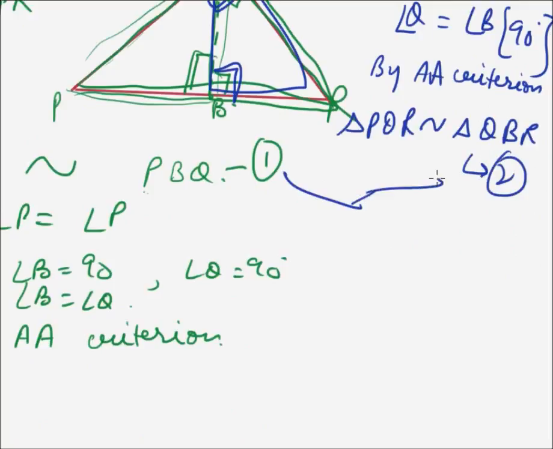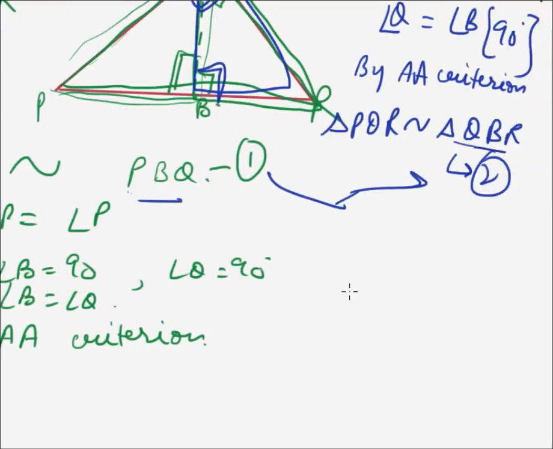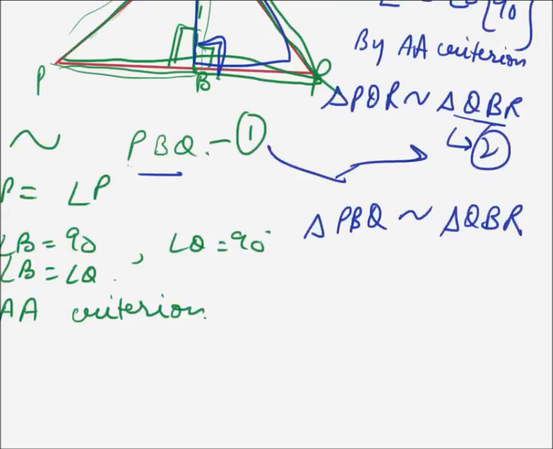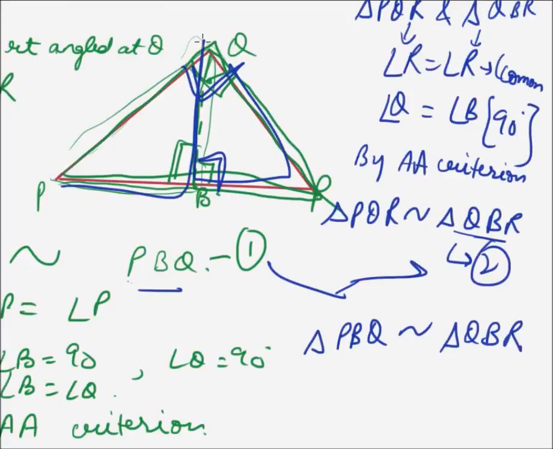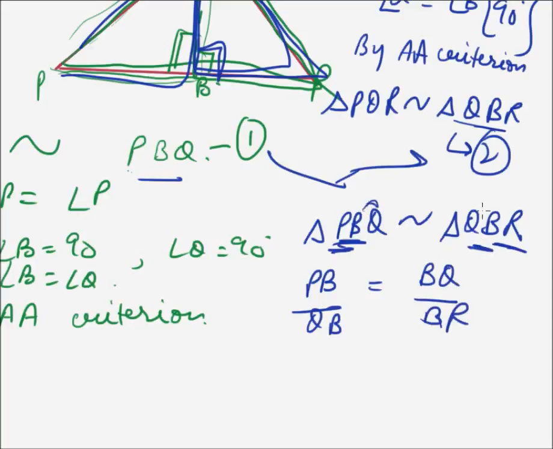Now from first and second, triangle PQR is similar to PBQ and QBR. Thus we can say that the right hand side of both these statements are also similar, that is PBQ is similar to triangle QBR. If these two triangles, that is PBQ and QBR, are similar, then their corresponding sides must be in same ratio. Now the corresponding sides are PB over QB equal to BQ over BR.